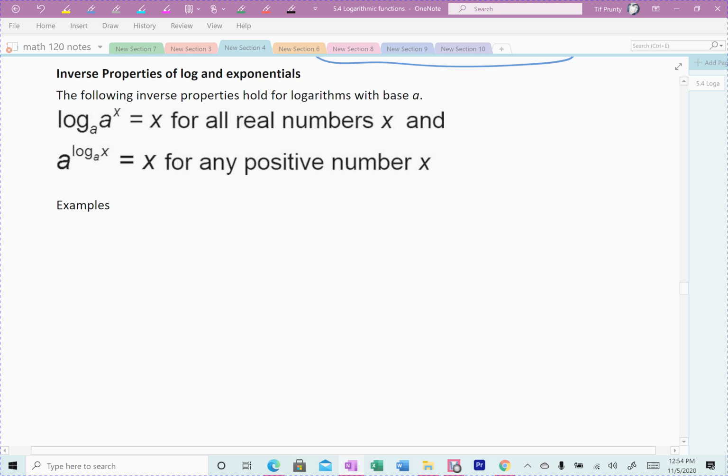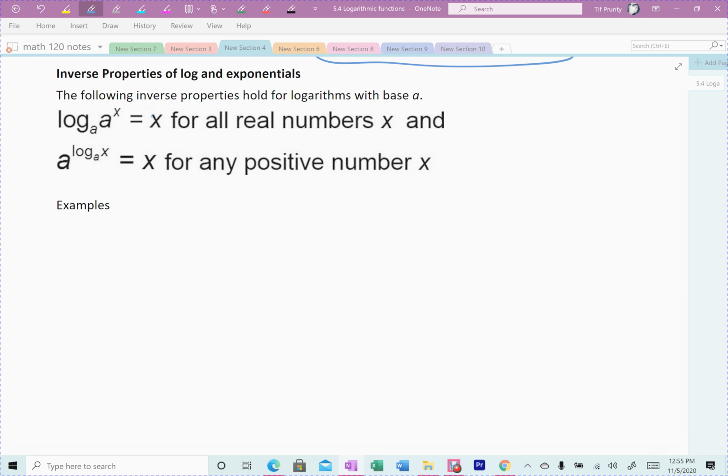And so that's what this is. This is just stating that property. If I take the log of the exponential, well, the log undoes the exponential and will leave me with x, and the other way is true too. If I take an exponential, raise it to the log of the same base, so if you notice there, both of these are base a's, the log and the exponential undo each other and leave me with the x value.